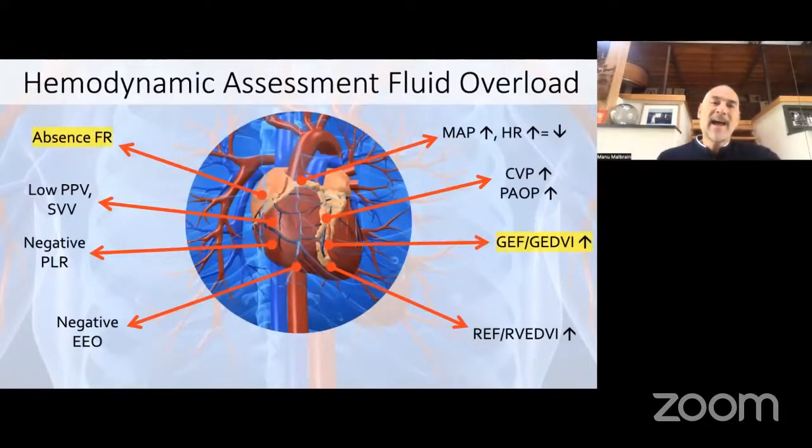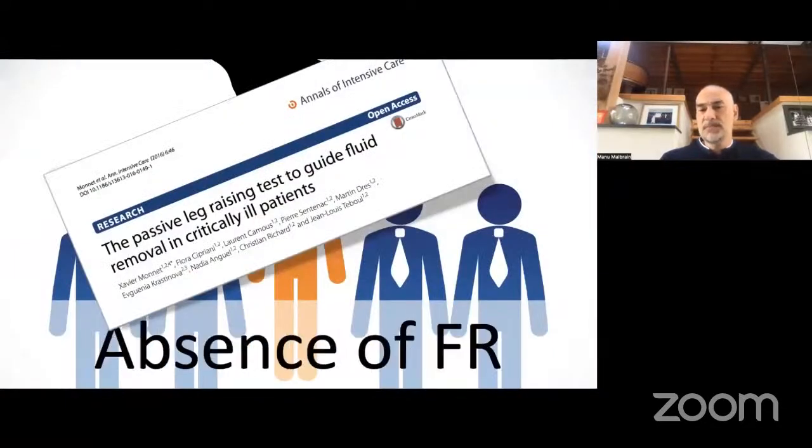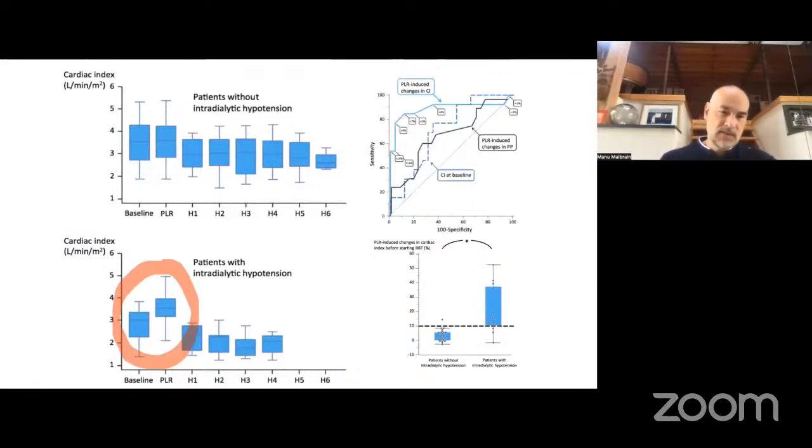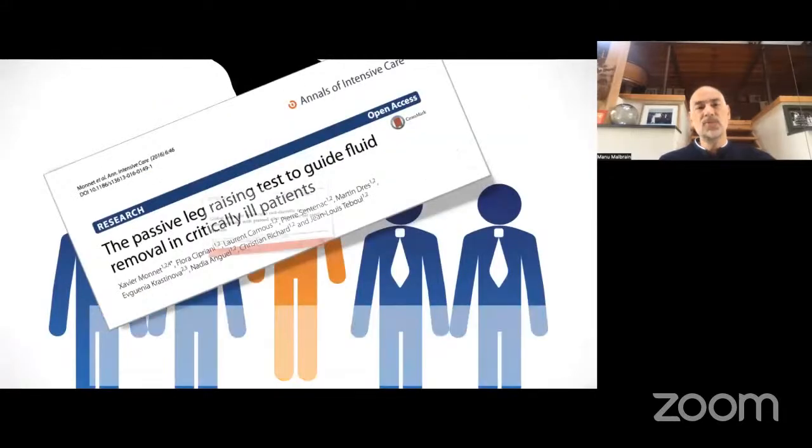So hemodynamic assessment, well, again, many parameters, but I wouldn't go for barometric preload indicators, rather go for volumetric ones. What about the absence of fluid responsiveness as a safety parameter for deresuscitation or volumetric preload? Xavier Monnet and colleagues showed that patients without intradialytic hypotension did not have a change in cardiac index with the passive leg raise. So if you perform passive leg raise and there is an increase in cardiac index, that patient may not be ready for deresuscitation.